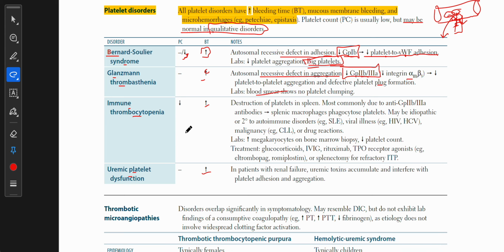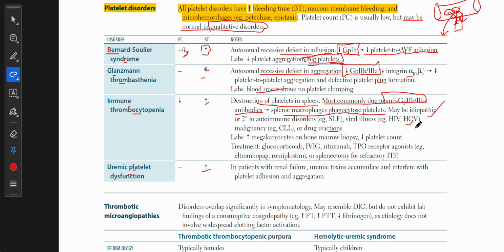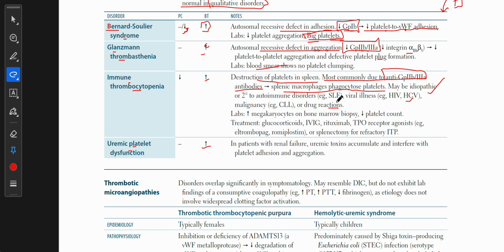And in immune thrombocytopenia, what actually happens is destruction of platelets in the spleen, most commonly due to autoantibodies formed against GPIIb/IIIa receptors. That will lead to splenic macrophages phagocytosing platelets. This may be idiopathic or secondary to autoimmune disorders like SLE, or viral illnesses like HIV, HCV, malignancy like CLL, that is chronic lymphocytic leukemia, and again drug reactions. You have to know HIV is human immunodeficiency virus, and HCV is hepatitis C virus. SLE is systemic lupus erythematosus.